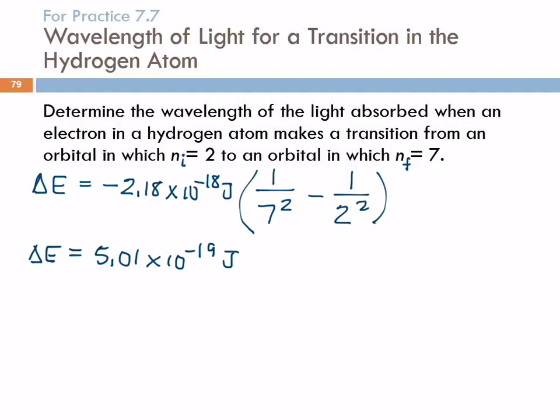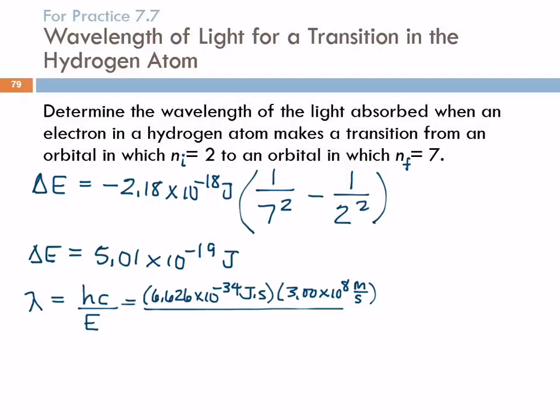How can we find the wavelength of the light? That other equation. Lambda equals hc over E. So 6.626 times 10 to the minus 34 joule seconds. Speed of light, 3.00 times 10 to the 8th meters per second. And the energy is 5.01 times 10 to the minus 19 joules. And let's check our units. Joules cancel, seconds cancel. So we're going to end up with a unit of meters, which is a length, and we can measure wavelength in meters.